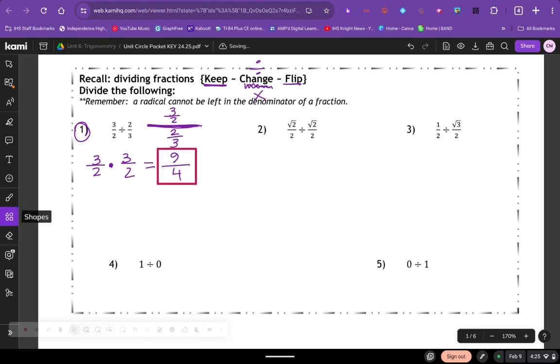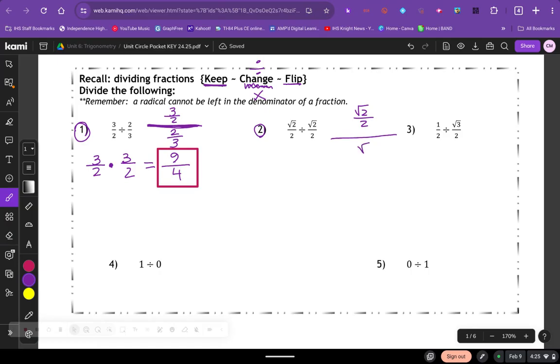This one does not need any simplifying. It is in simplest form, and we prefer the improper fraction form, so it's best to leave it just like that. No need to get a decimal, no need to write a mixed number. Write it exactly like this, 9/4. Go to the next example, example number 2. The square root of 2 over 2 is being divided by itself. Anytime you divide a fraction by itself, your answer is always going to be equal to 1. The answer is 1.